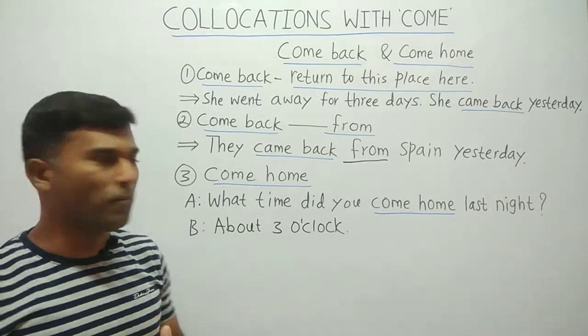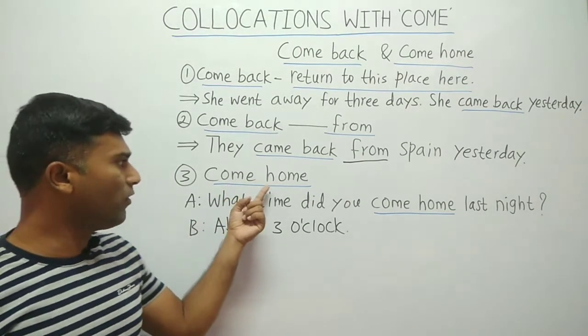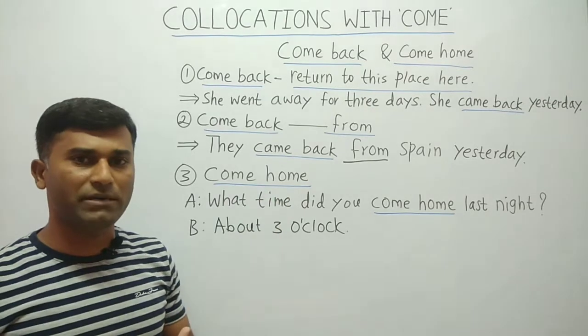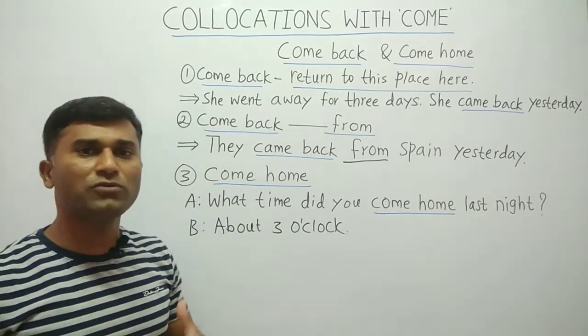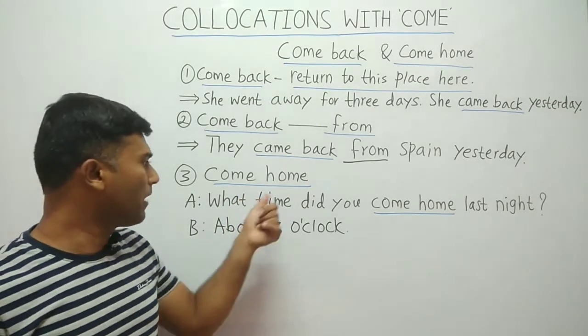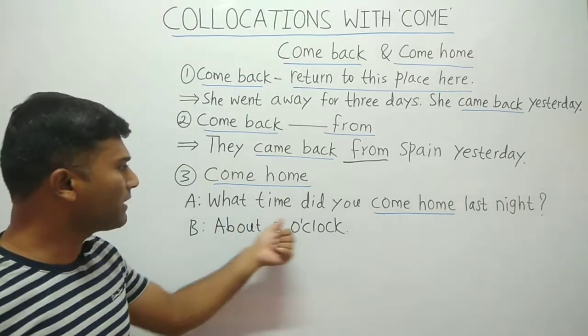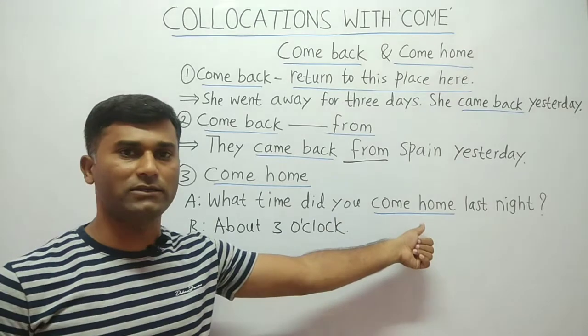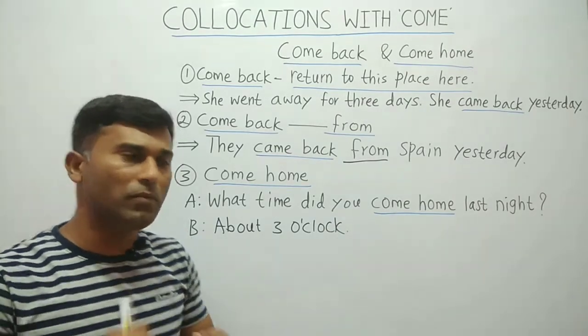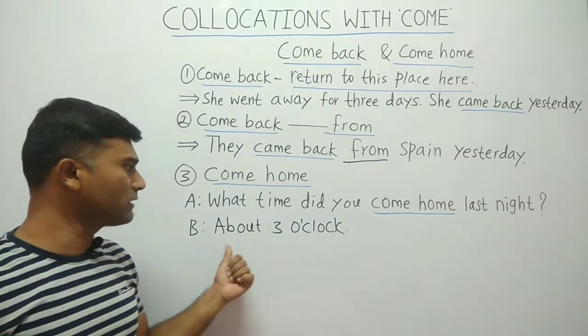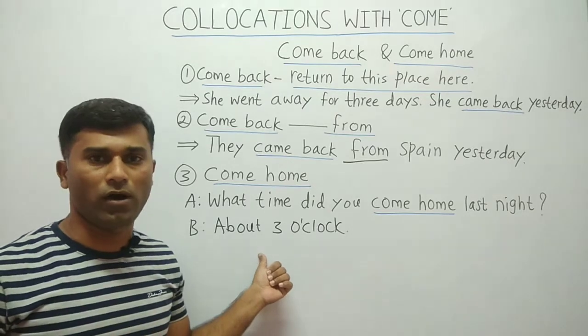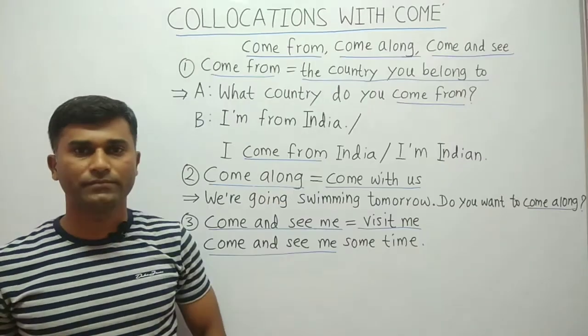Next is come home. Here, home is used without any preposition. That is, we don't say come to home. Come home. For example, mother asks her son, "What time did you come home last night?" That is, return home last night, and he says about 3 o'clock. That is come home.